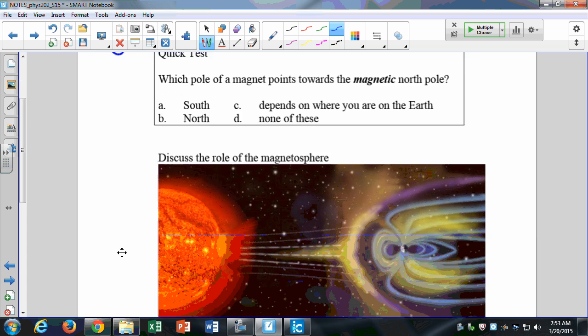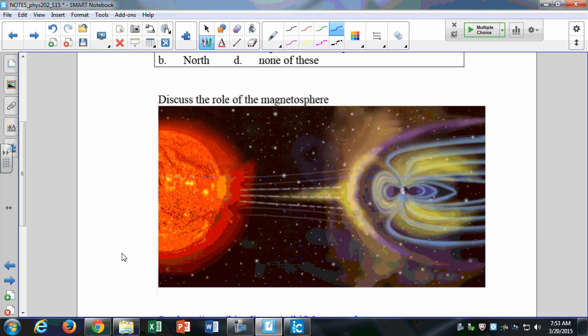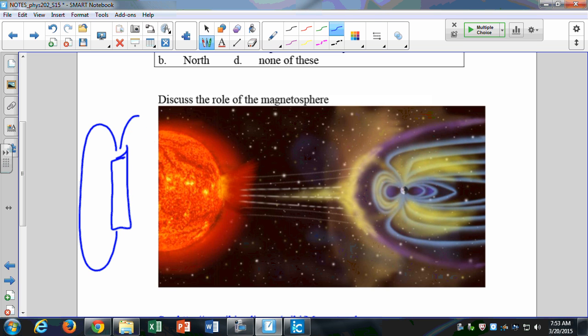All right. Also, the magnetosphere: because the Earth has a magnetic field, I can imagine it as being a bar magnet. And remember, if we draw the field lines of a bar magnet, they sort of look like this, running from the north to the south pole. And in a similar way, there's a lot of cool stuff that goes on with the Earth's magnetic field.